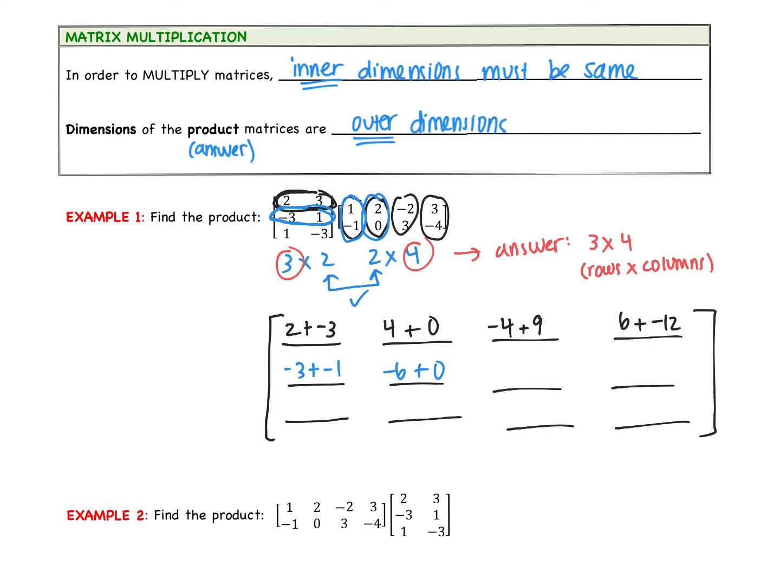So now that second row, third column, so -3 times -2 is +6. 1 times 3 is 3. And now our last column. -3 times 3 is -9, and 1 times -4 is -4.